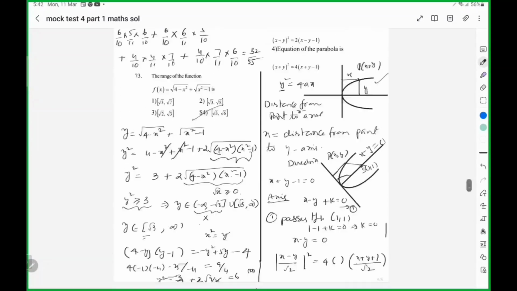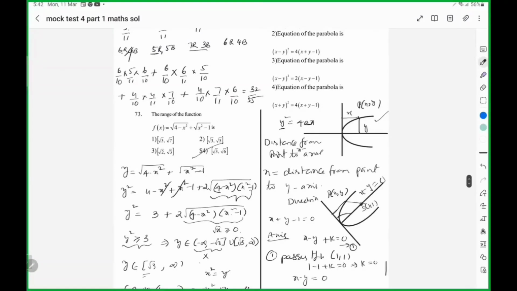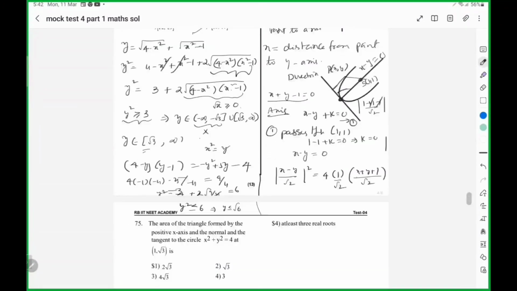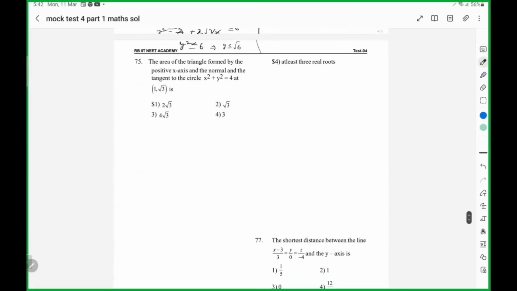Here what you have is a. A is nothing but the distance from this point to the focus. You know this tangent at the vertex, substituting 1 plus 1 minus 1 by root 2. So here the a value is this. Simplification will give us the required equation.